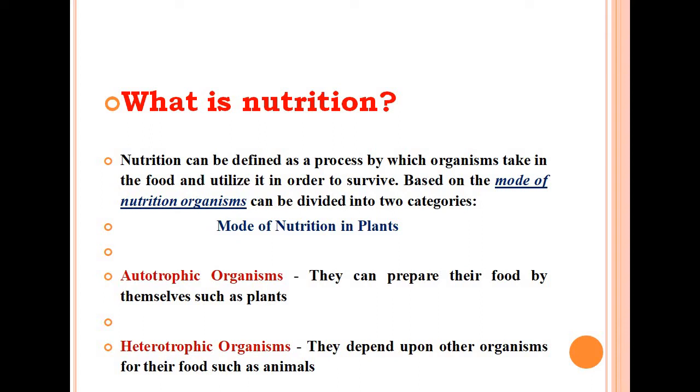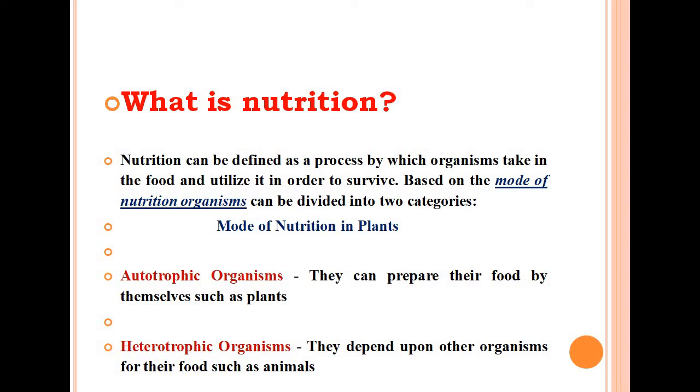If we are talking about autotrophic nutrition, then autotrophic nutrition is that mode of nutrition in which an organism makes its own food, such as green plants. Green plants prepare their own food through a process known as photosynthesis, and we will study photosynthesis in our subsequent slides. Here, auto means self and trophy means nutrition. So, those organisms that can prepare their own food by themselves are known as autotrophs or autotrophic organisms.